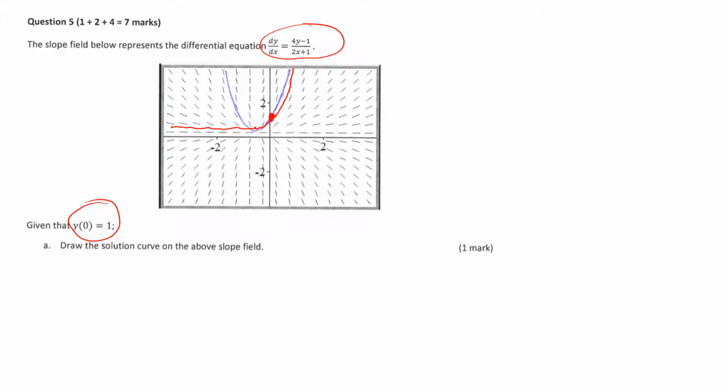But if you have a look above the line, you can see there's a pattern occurring for little slope line segments above that flat line. Of course, that flat line would correspond to what? Dy dx is equal to 0 when 4y minus 1 is equal to 0. So when y equals a quarter, so that y value is corresponding to y equals a quarter. But having said that, I couldn't find a better slope field to assist you, so that's the one you were given.